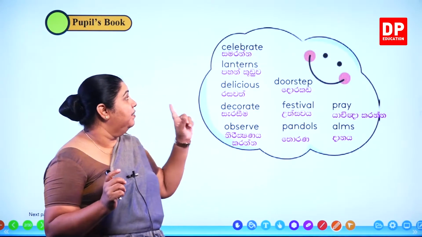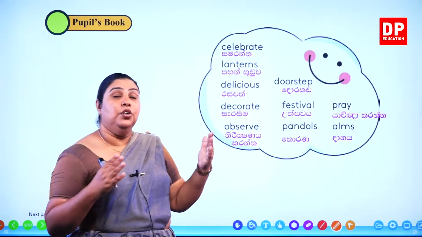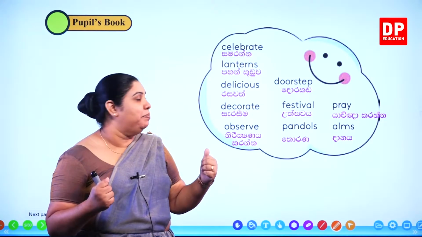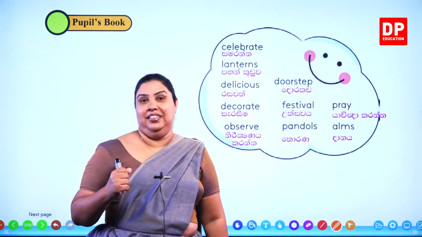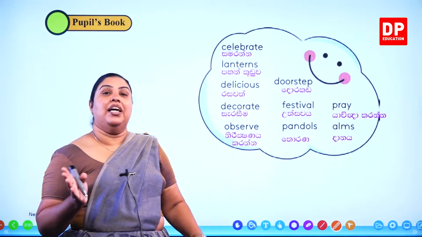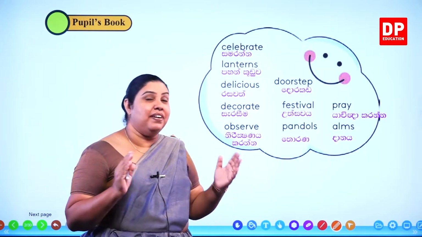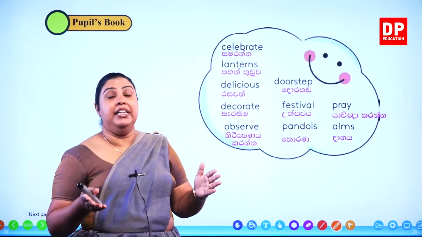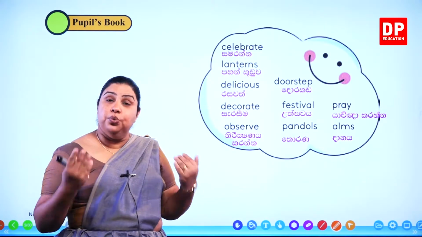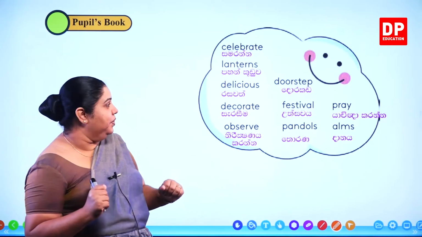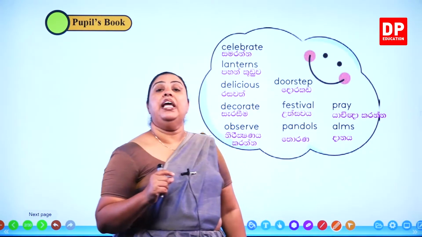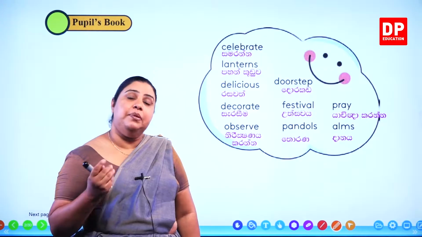Now you learned the word lanterns. We call a Vesak lantern a lantern. Now what is a pandal? A pandal is a torana. These are new words you have learned, so you must remember them well. You have to learn the spellings and learn the words and you have to use them as well. Okay? Right. Then we have the word pray. What is the meaning of the word pray?